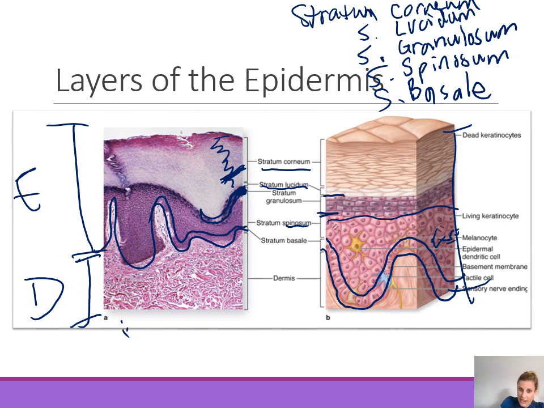Since this is thick skin, above the stratum granulosum, we have the stratum lucidum. And then the most superficial layer of the skin is the stratum corneum. And the stratum corneum, again, is just dead skin cells. It's just dead sacs of keratin.